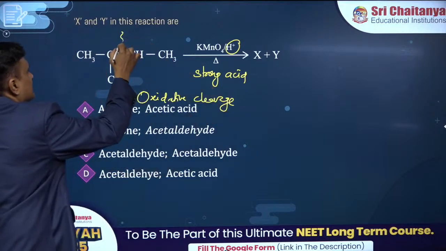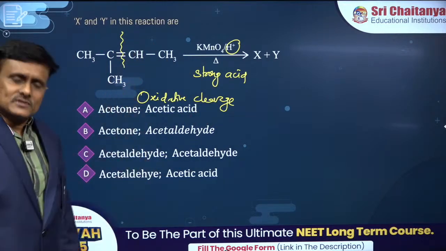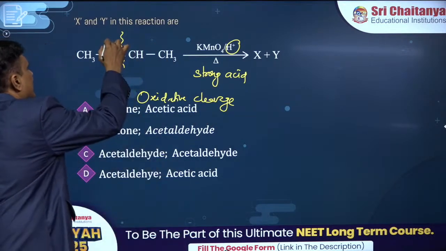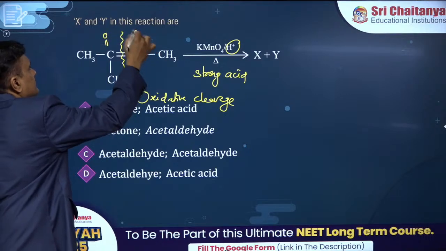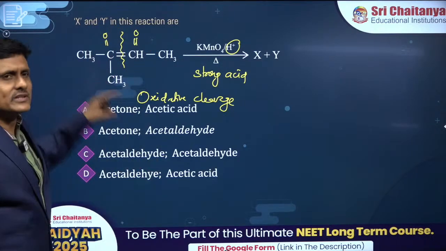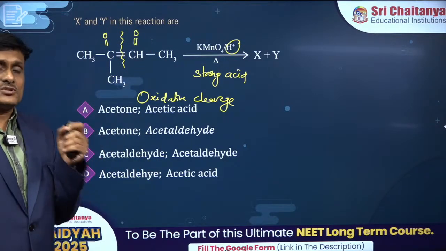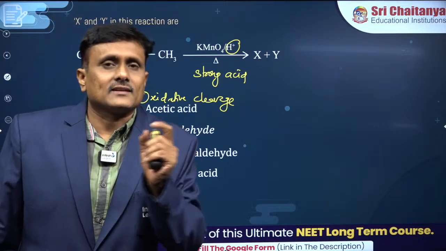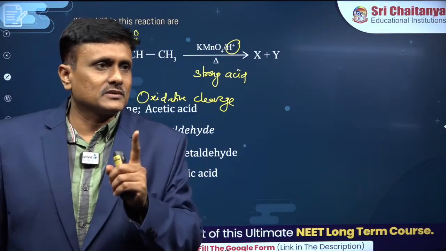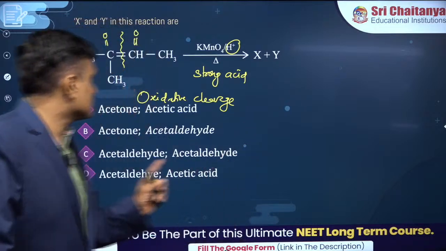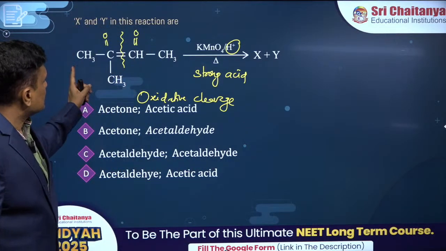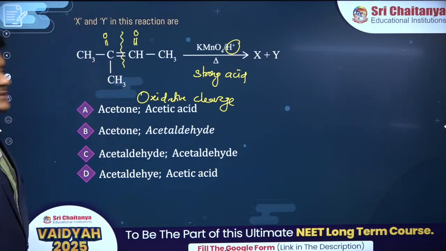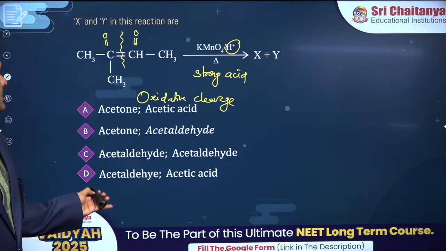Brilliant. So what you guys have to do? It's like ozonolysis. Double bond, double bond. That is acetone. Ketones are not so easily oxidized. Ketones are oxidized by hot concentrated alkaline KMnO4. Remember this. Very strong oxidizing agent. So acetone and acetic acid must be the right answer. A should be the right answer. What do you all say? Waiting, buddies. Can you see?